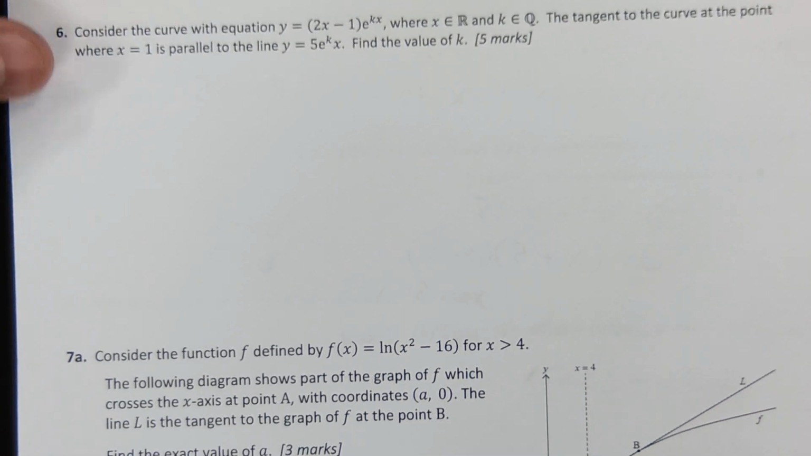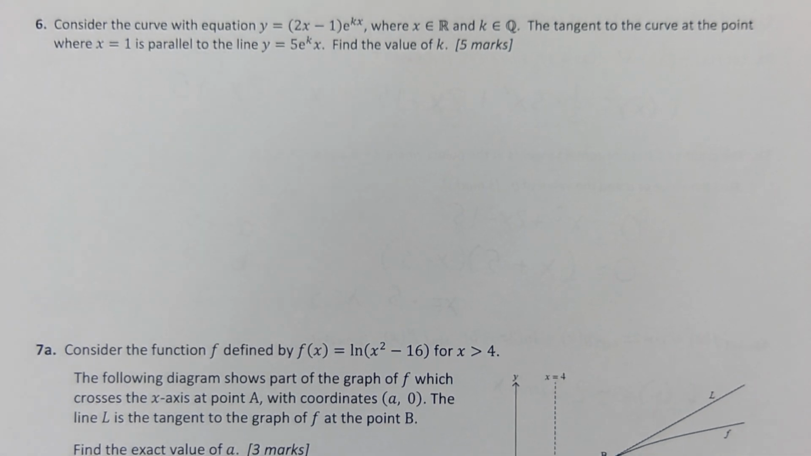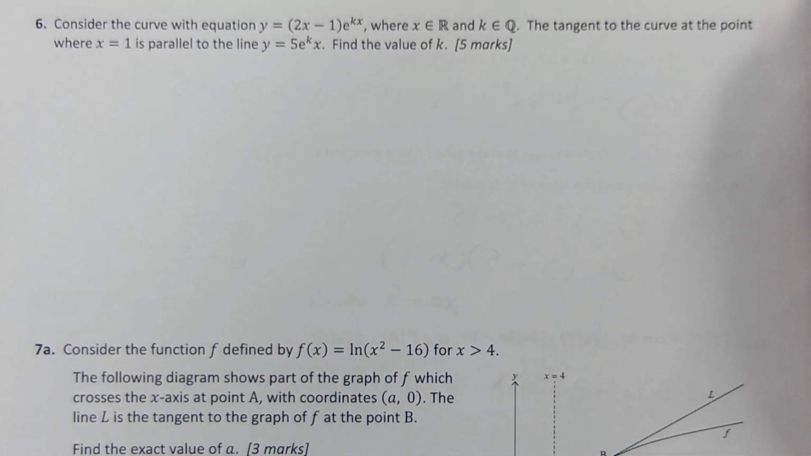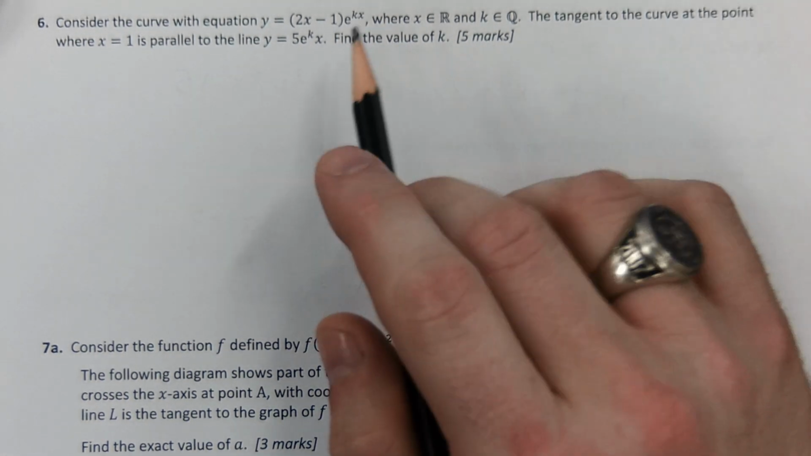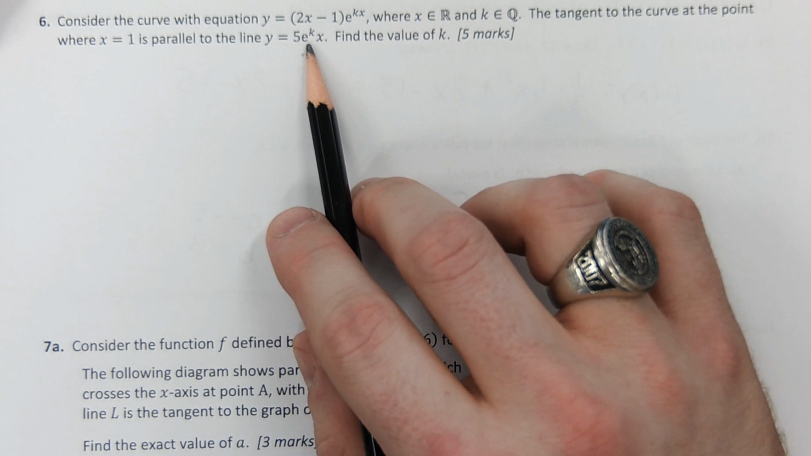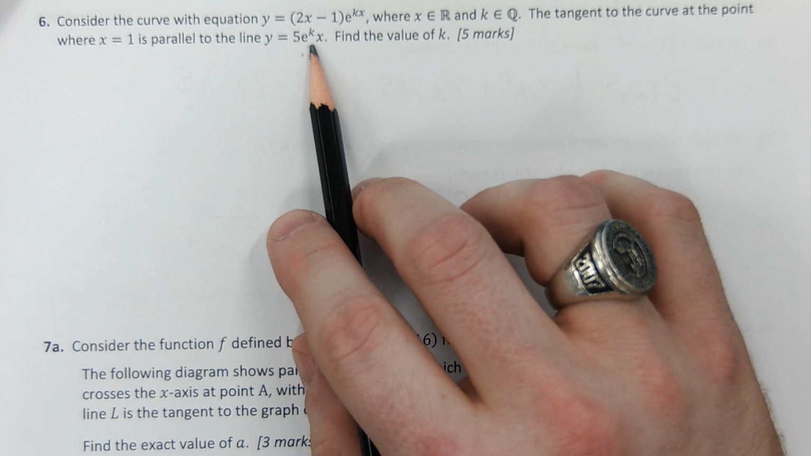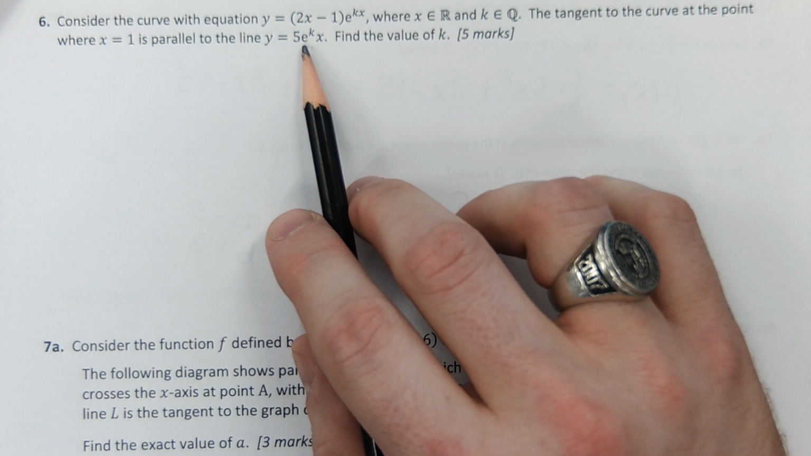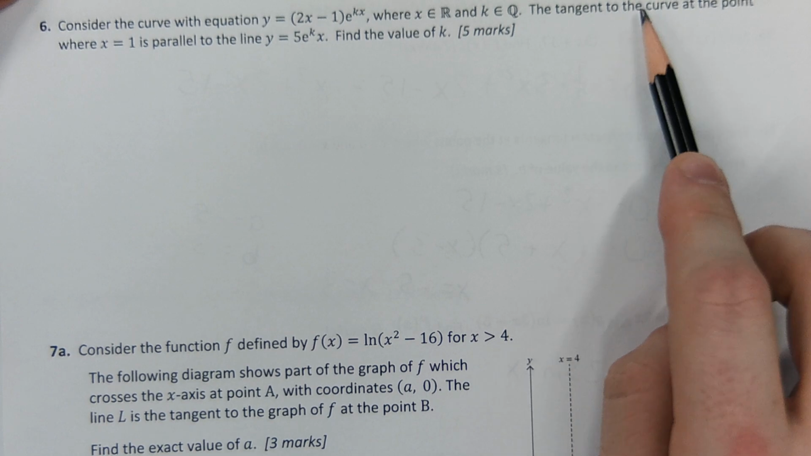Number 6. First time I've ever done number 6. I thought it was a very interesting question. Notice that your first curve is a product. It's a linear times an exponential. Your second curve is not a curve at all. It's linear because k is a number. So 5 times e to the k is a number. This is literally a number times x. It's linear. And I'm making a big deal about that because it says tangent to the curve.